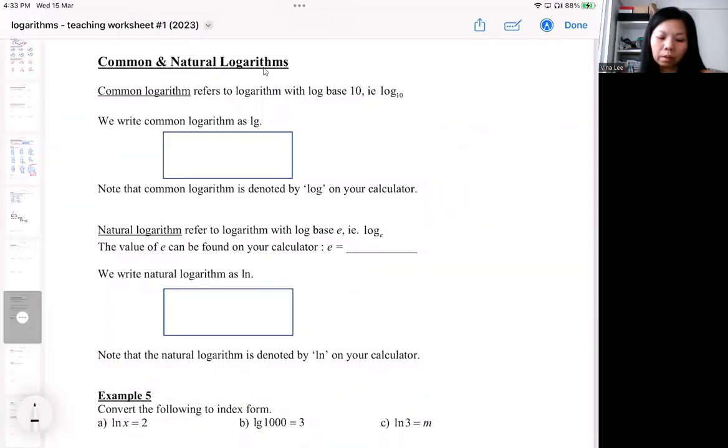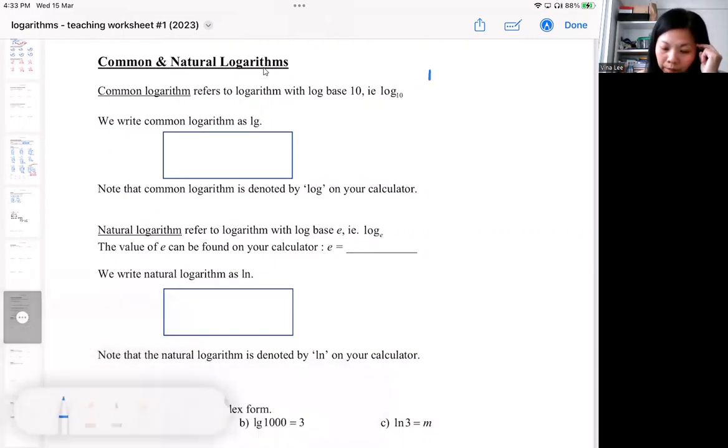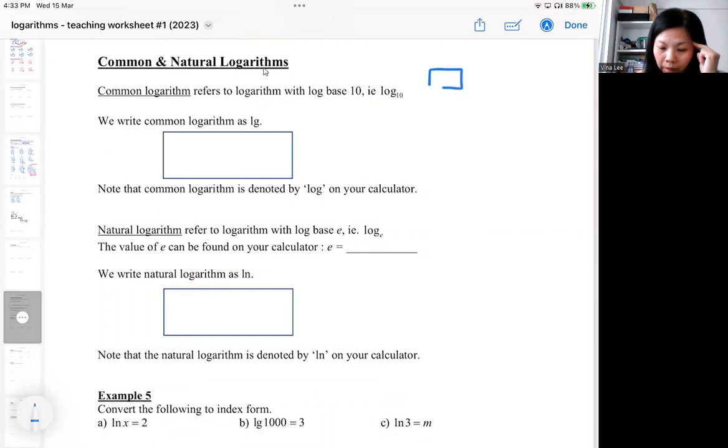For this section, we're going to be focused on the two buttons on your calculator. If you look at your calculator, there are two buttons. Usually it will be a LOG button, then a LN button. These are the two buttons dedicated to logarithm. Usually it looks like this on your calculator. The LOG is the common log, and this LN is actually the natural log. So that's their actual name.